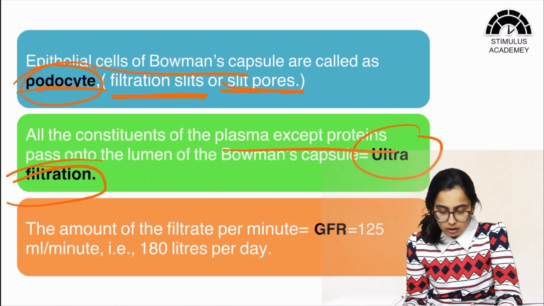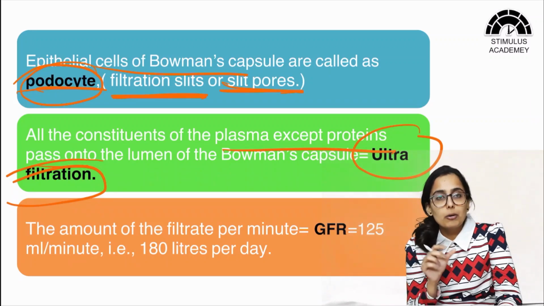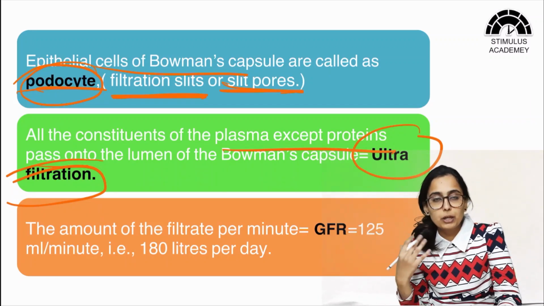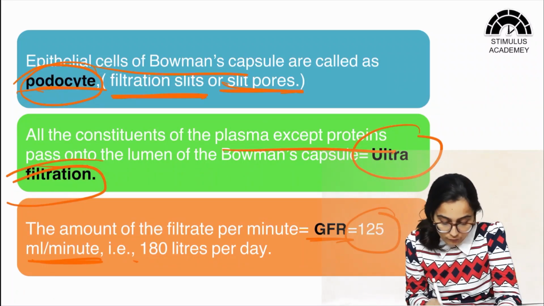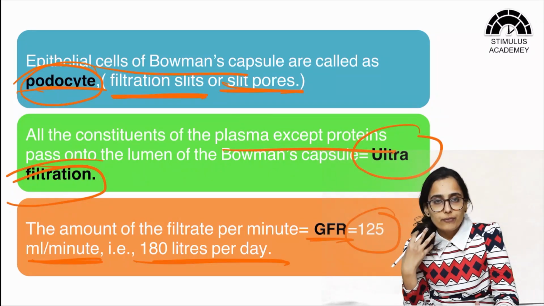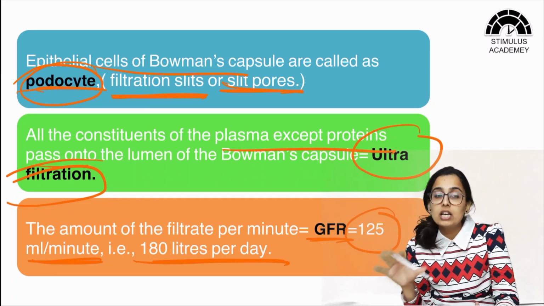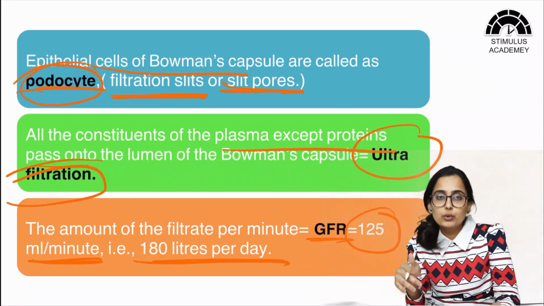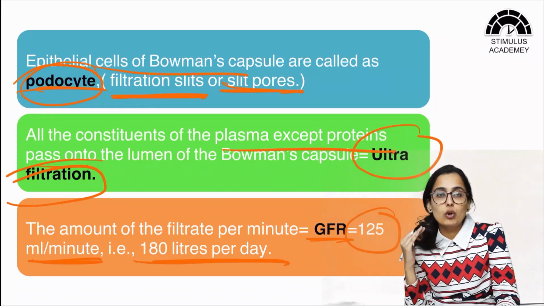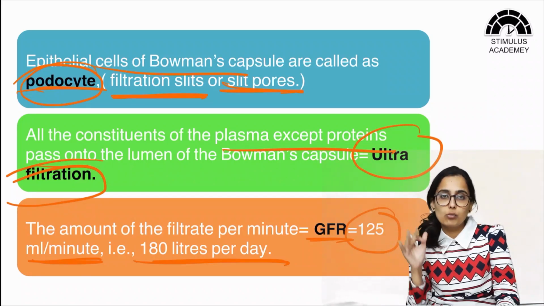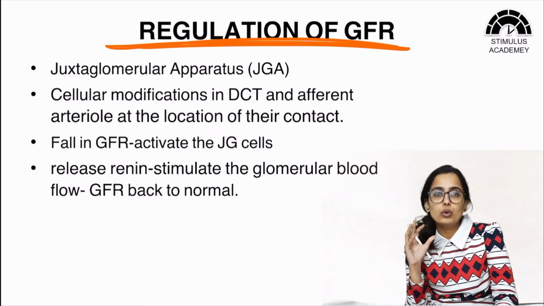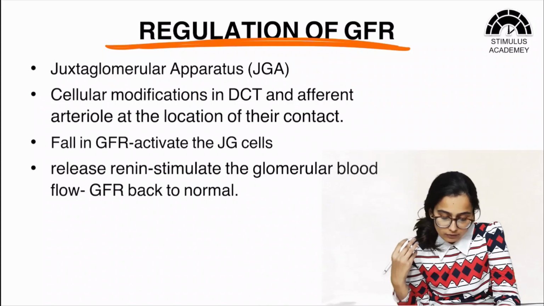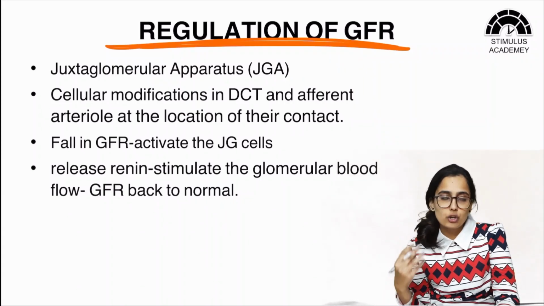Now what is the amount of filtrate per minute? The amount of filtrate that is produced is known as the glomerular filtration rate, and it is 125 ml per minute or 180 liters per day. You might be wondering that if 180 liters of filtrate is formed, the quantity of urine is very less as compared to that, so of course the other two steps, reabsorption and secretion, will contribute a major part in decreasing this volume. Now, before we move on to reabsorption and secretion, we will discuss the regulation of GFR, that is, the regulation of glomerular filtration rate.